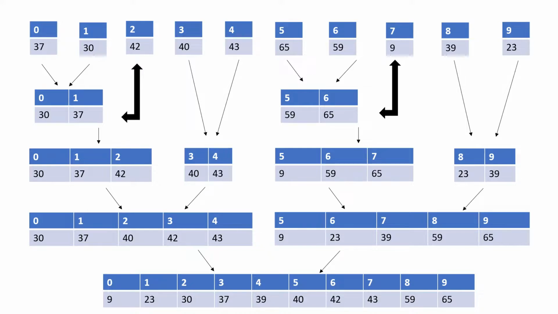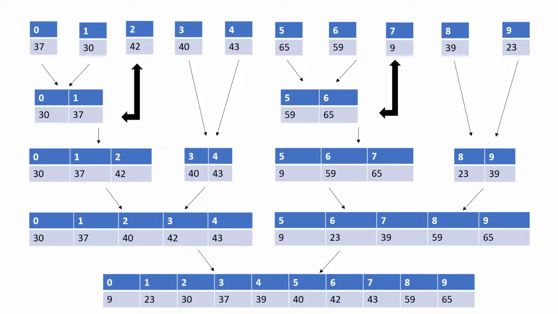30 is less than 39, that is element 30 has to be placed at index 2. 37 is less than 39, that is 37 has to be placed at index 3. In the index 2, the element is 40 and in the index 7, the element is 39. Here 39 is less than 40, that is 39 has to be placed in the index 4.